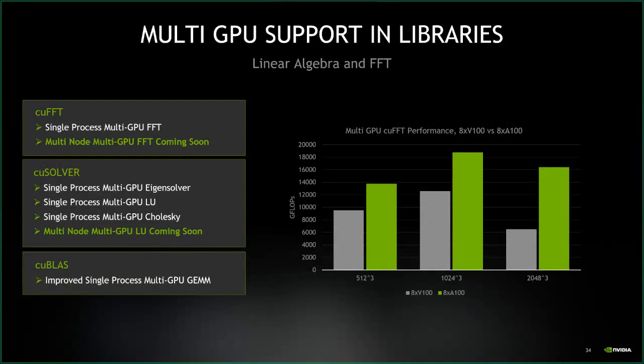In cuSolver, over the past 1.5 to 2 years, we've added multi-GPU eigensolver, LU, and Cholesky, and we'll be moving into the multi-node, multi-GPU area there soon as well, starting with an LU, but with more features to come after that. And of course, cuBLAS has had multi-GPU support for quite some time, but we've got significantly enhanced performance in a library called cuBLAS MG, which is currently in early access, and we're looking for engagement on that one as well.